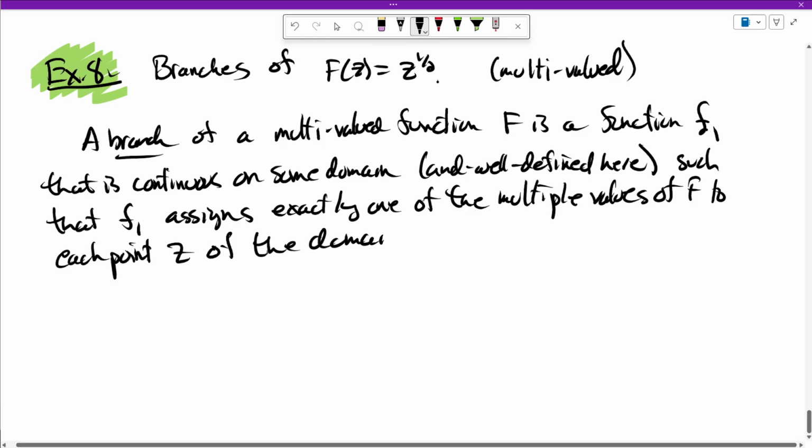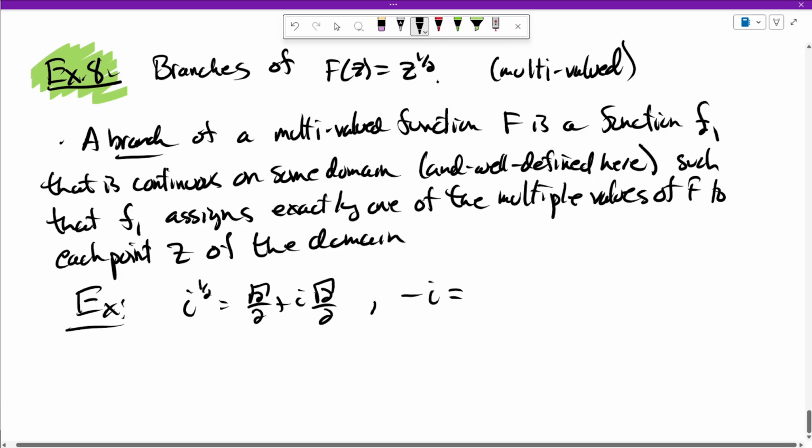So for example, what we could do is say, for the number 1, I want to take the square root to be the normal principal square root that we've been dealing with. And then maybe at negative i, I want to take the normal principal square root. It should be positive root 2 over 2 minus i root 2 over 2 if we take the principal square root.